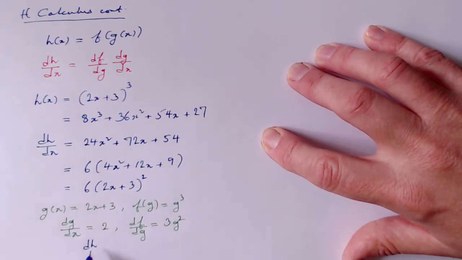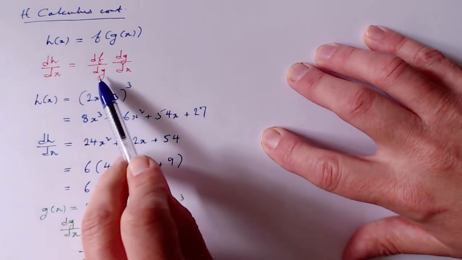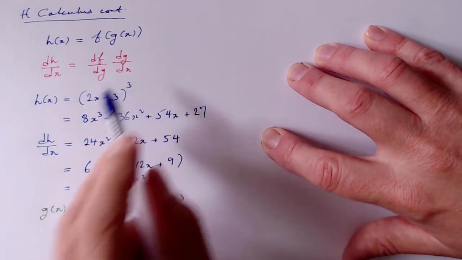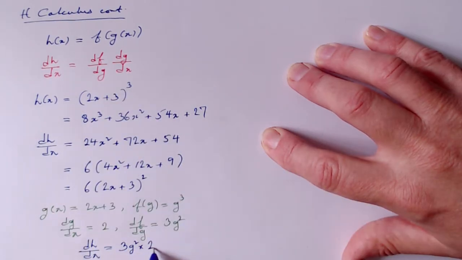And so therefore, putting these two things together in the chain rule, we have that dh by dx is df by dg, which is 3g squared, multiplied by dg by dx, which is just 2. And so I have 6 times g squared, and g, remember, is just 2x plus 3.